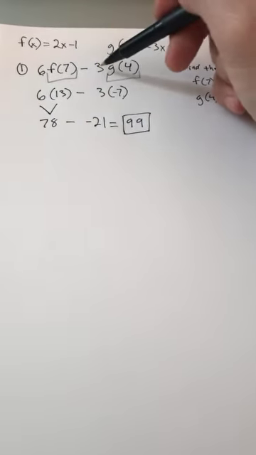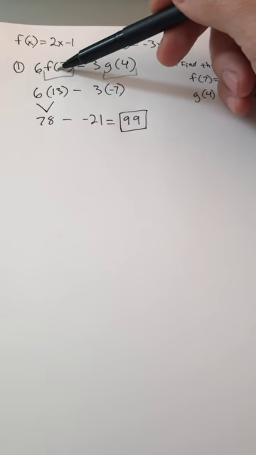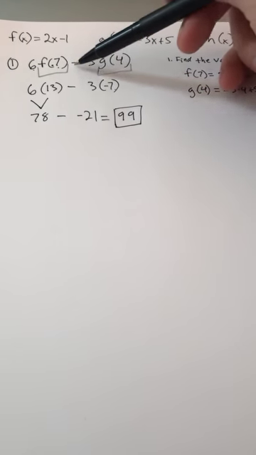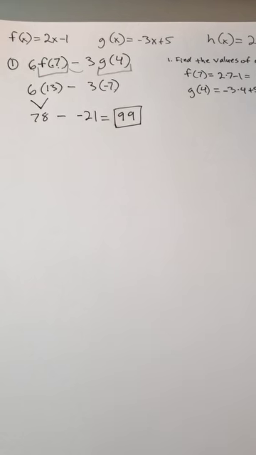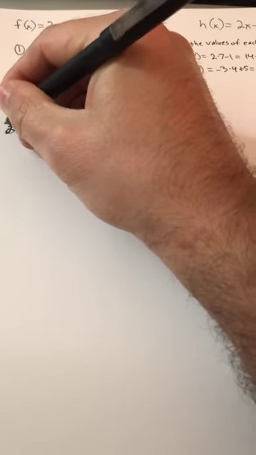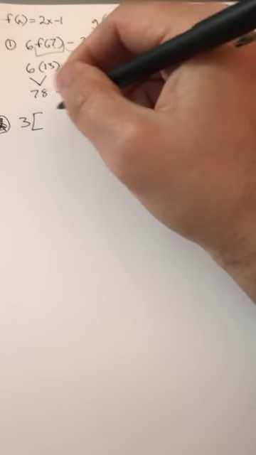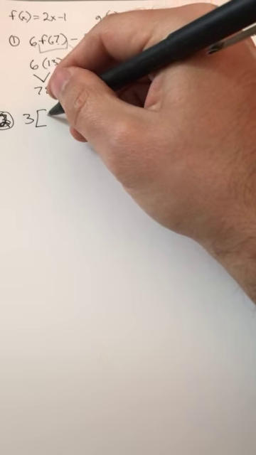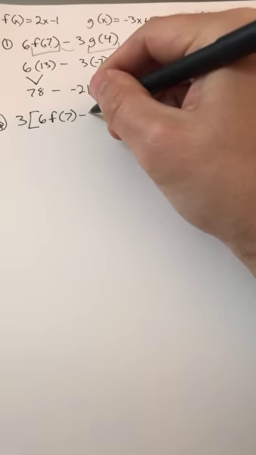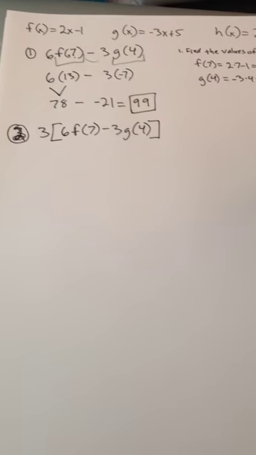So all these numbers that we haven't seen before, what it's saying is that you're going to get the function, and then after you find what the value is from these inputs, you're going to multiply it by the number and then do whatever operation it tells you to do. Now in a problem like this, if I say 3 times, for time's sake, let's do 3 times 6 f of 7 minus 3 g of 4, so that we don't have to go through all those steps again.